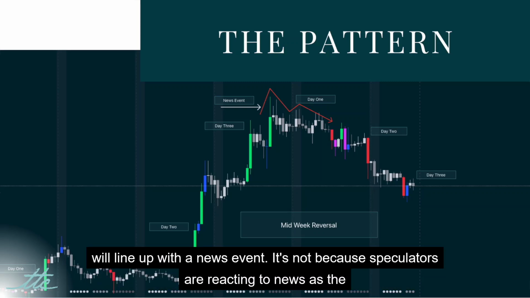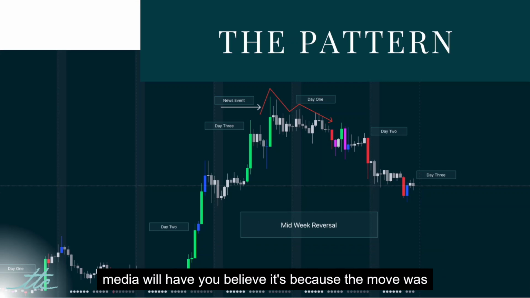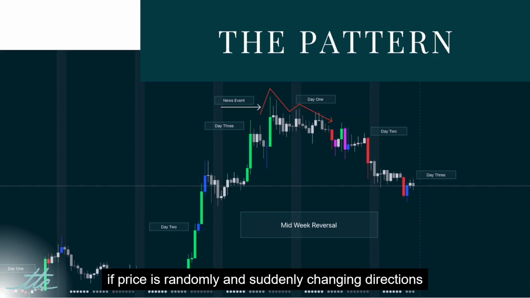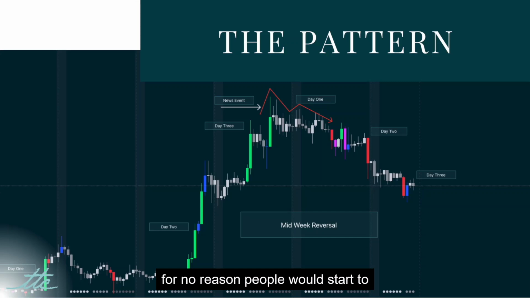It's not because speculators are reacting to news, as the media will have you believe. It's because the move was coming anyway, and the market maker uses the news as the excuse because people will believe it. If price is randomly and suddenly changing directions for no reason, people would start to question why.